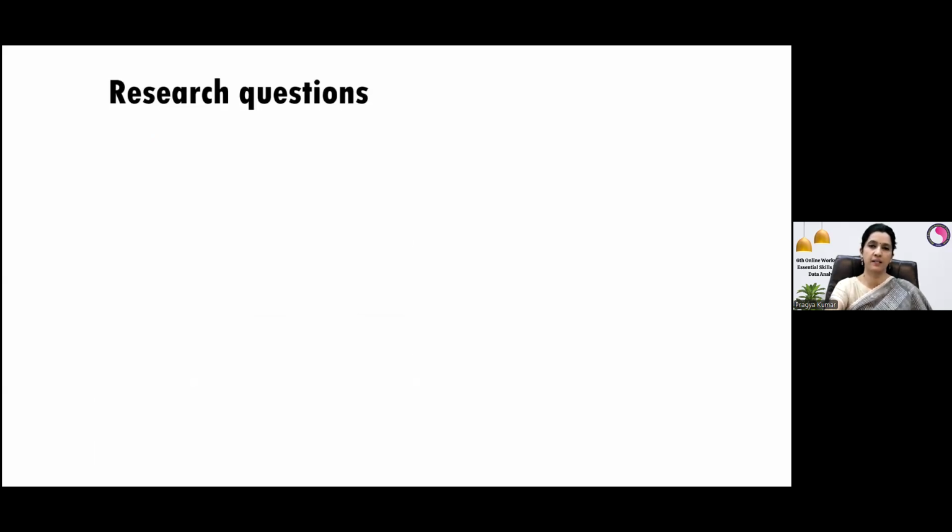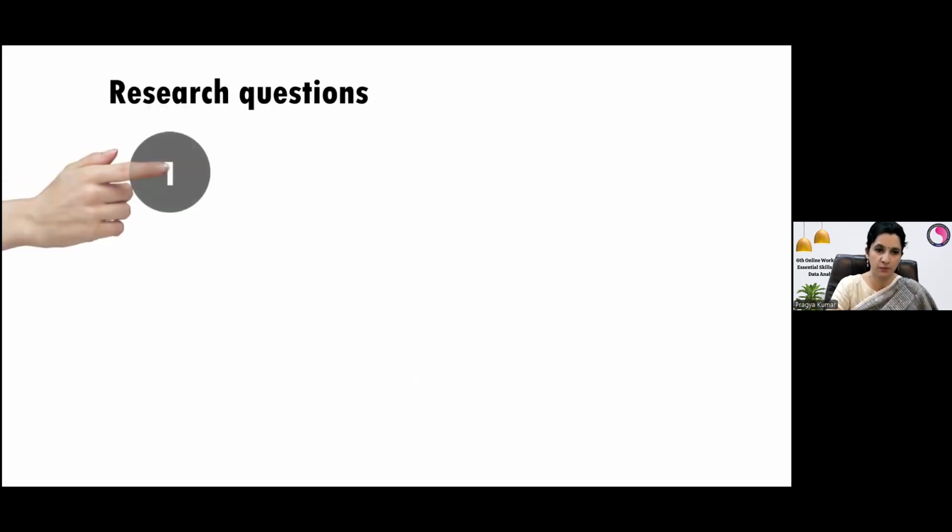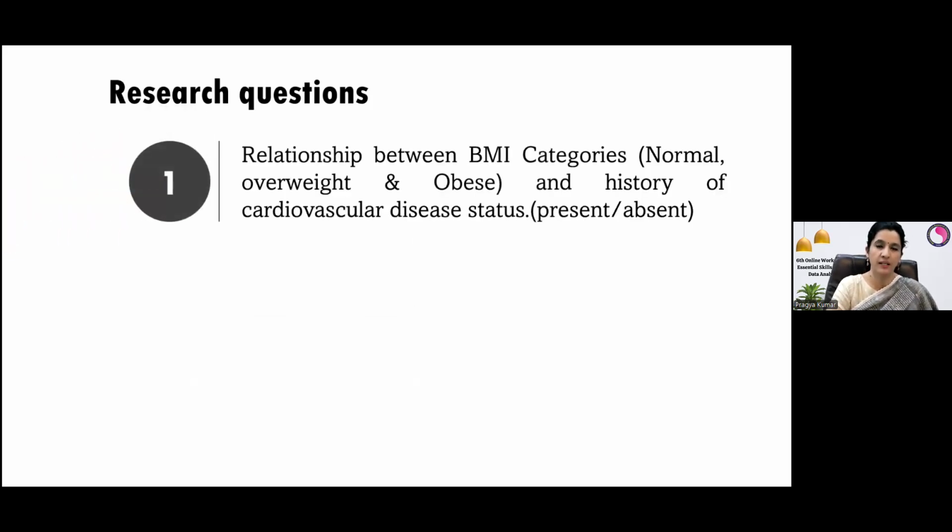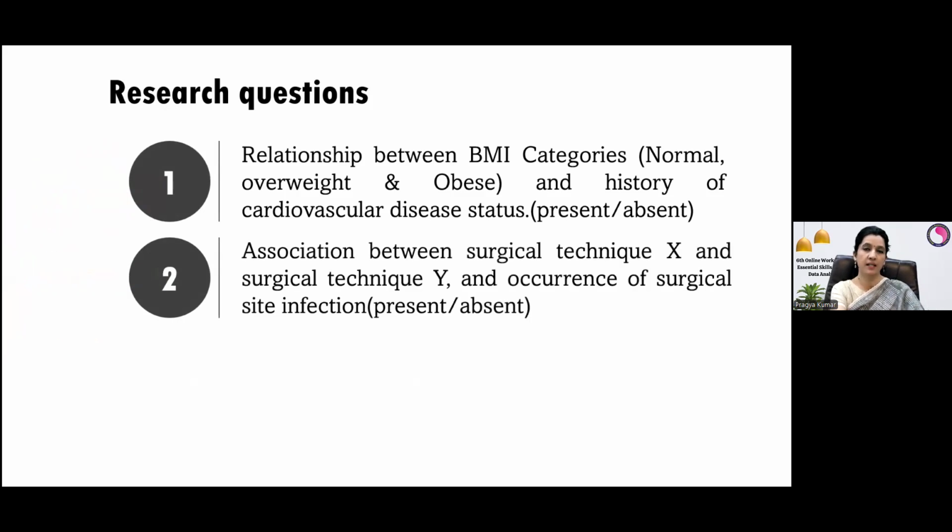So what are the various research questions for which we can use this? First, if I want to know the relationship between BMI category, where I have classified BMI as normal, overweight and obese, and history of cardiovascular disease, which is absent or present, having 2 levels. The second research question could be the association between surgical technique X and surgical technique Y and the occurrence of surgical site infection.